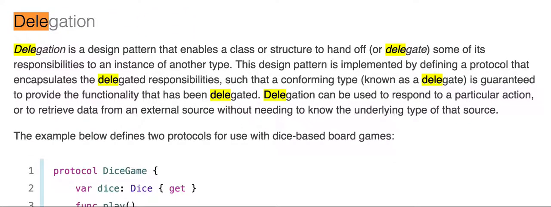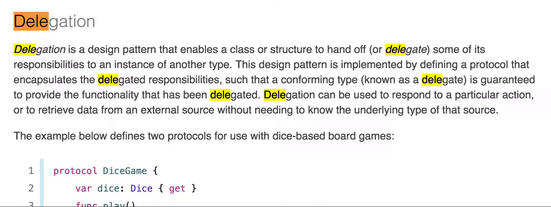Now let's talk about delegation. Delegation is a design pattern that enables a class or structure to hand off or delegate some of its responsibilities to an instance of another type. This design pattern is implemented by defining a protocol that encapsulates the delegated responsibilities such that a conforming type, known as a delegate, is guaranteed to provide the functionality that has been delegated. Delegation can be used to respond to a particular action or to retrieve data from an external source without needing to know the underlying type of that source.